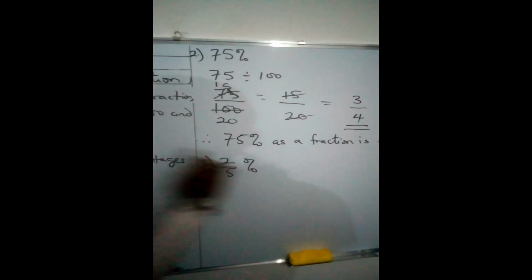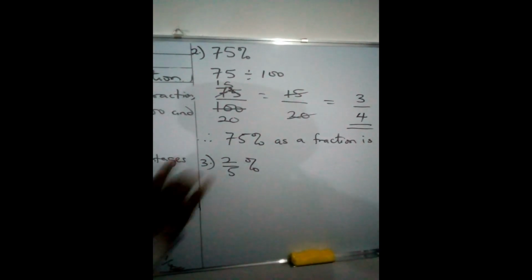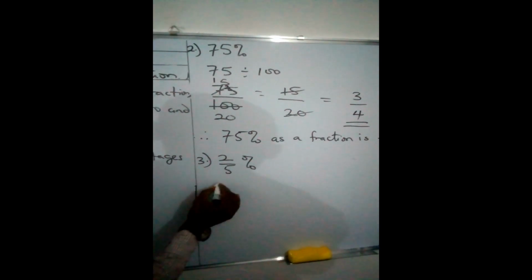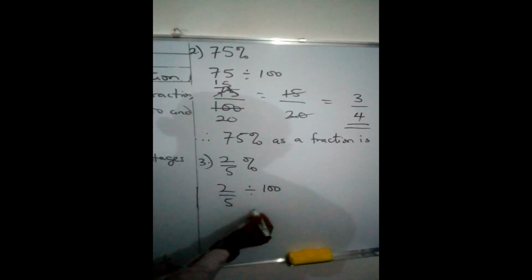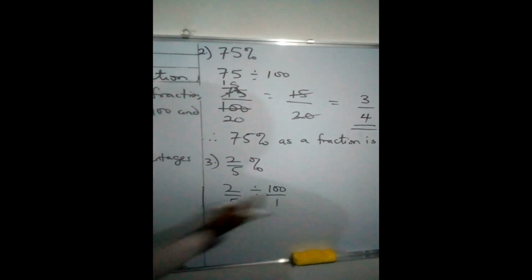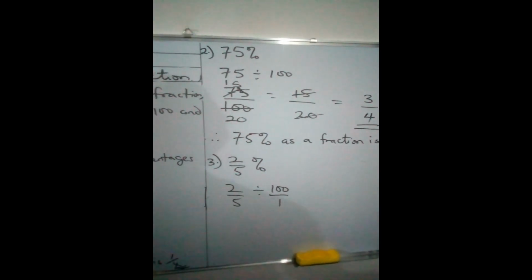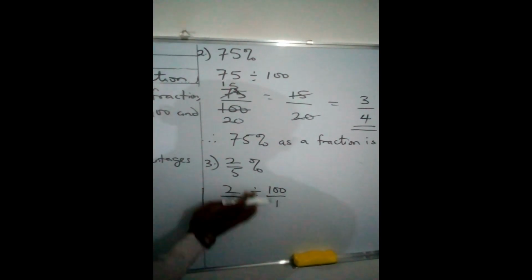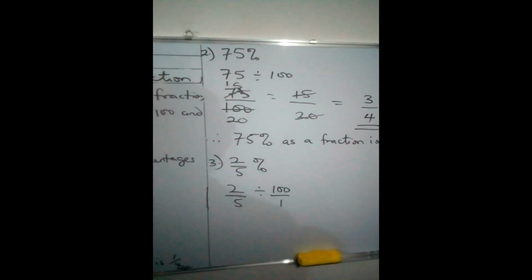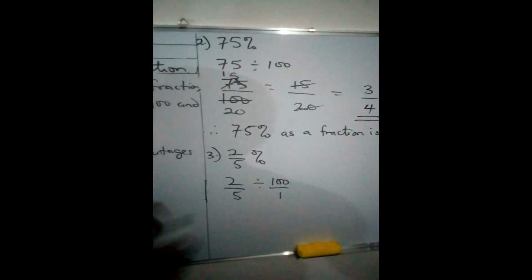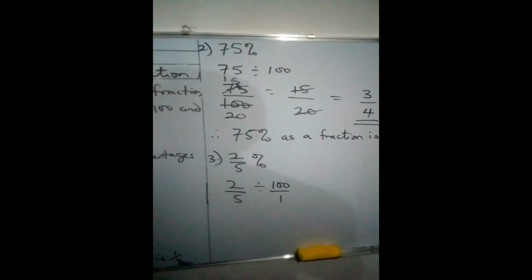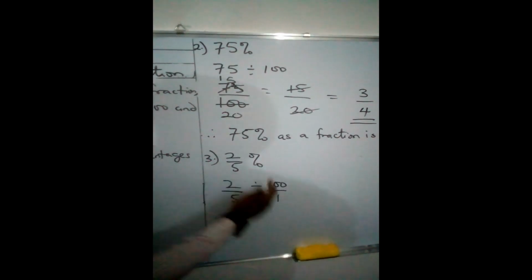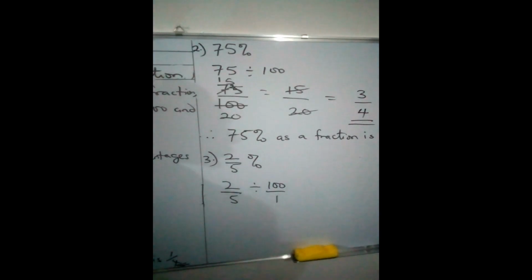You are going to divide this by 100. It's still a percentage. So what you do is 2/5 divided by 100/1. Normally you are supposed to bring this 100 here, but to avoid having 2 overs, you leave it this way, divided by 100/1. Don't forget, when it comes to division of fractions, we change the division sign to multiplication and invert the other part of the fraction.